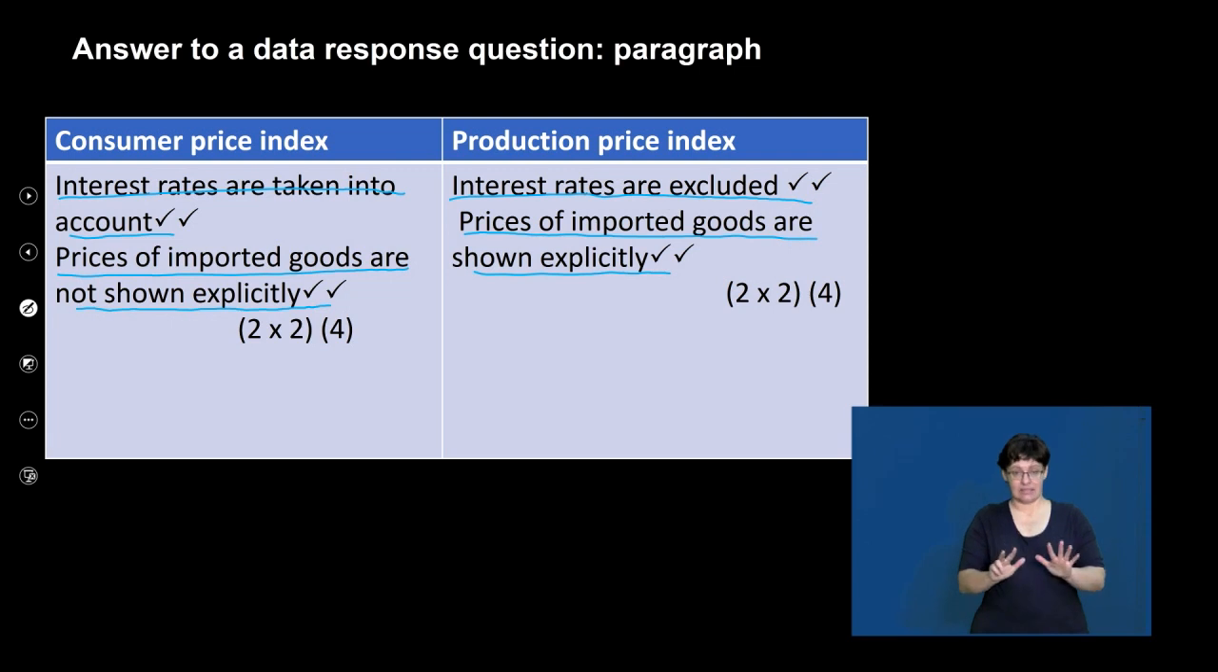Again, because the mark allocation is 8 marks, you need to at least earn 4 marks per point there. So 4 marks for producer price index, and 4 marks for consumer price index. At least 2 points each. Remember, if you run out of points here, give examples. Those were our 8-mark questions for question 2.4, 3.4, and 4.4.